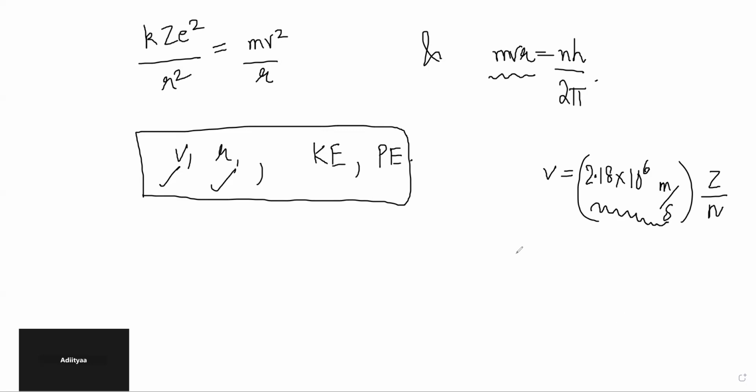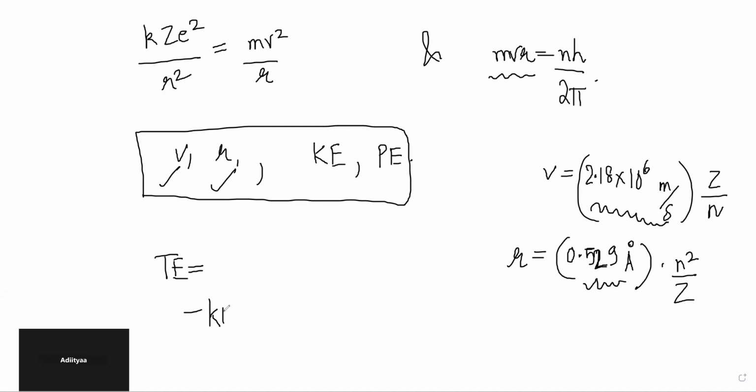The radius will be 0.529 angstrom, angstrom means 10 power minus 10 meters, into n square by Z. Do you understand what that means? All the big numbers, n h by whatever, all of it multiplied together comes out to be this, right? And the total energy, remember that it was the negative of kinetic energy, right? Total energy came out to be minus 13.6 electron volt times Z square by n square.